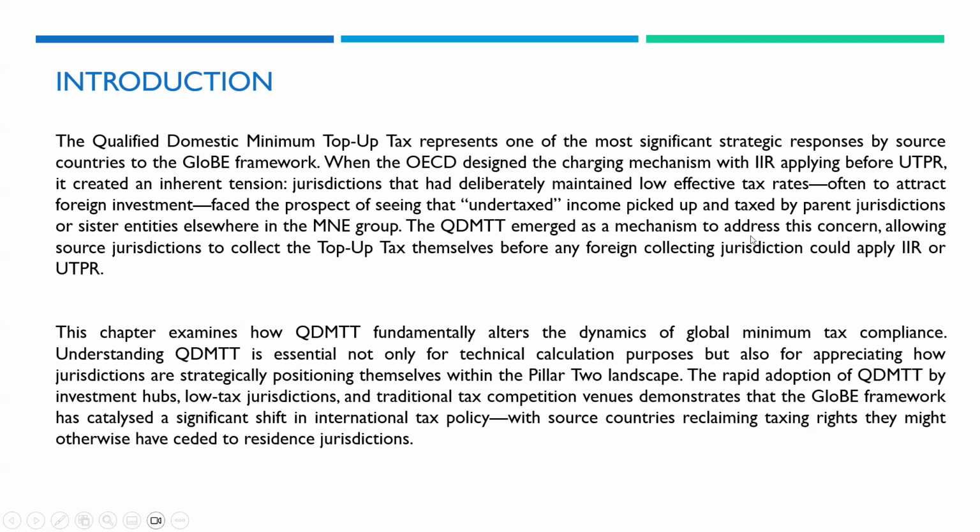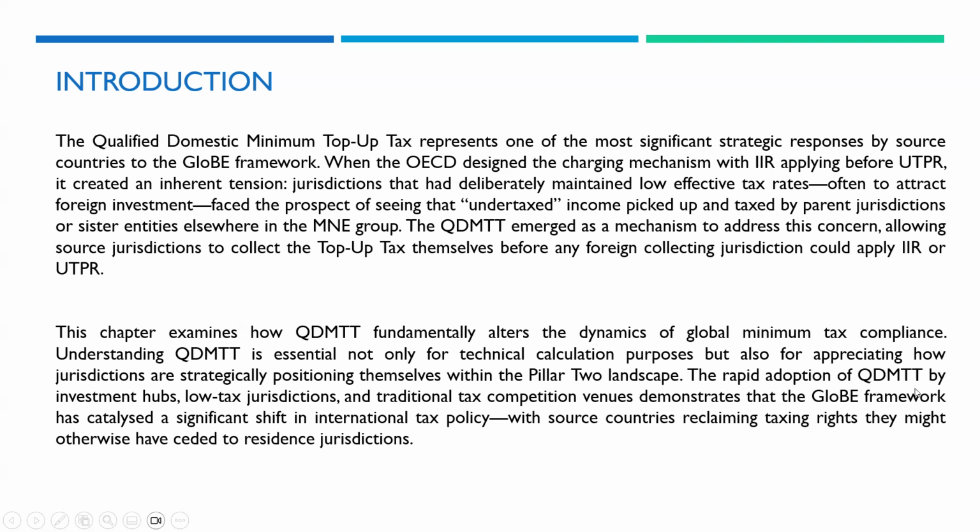So the QDMTT emerged as a mechanism to address this concern, allowing source jurisdictions to collect the top-up tax themselves before any foreign collecting jurisdiction could apply IIR or UTPR. Okay, so this is why QDMTT is there. Why we are reading this theory is that this is what you have to reproduce for the exam. This chapter examines how QDMTT fundamentally alters the dynamics of global minimum tax compliance. Understanding QDMTT is essential not only for technical calculation purposes, but also for appreciating how jurisdictions are strategically positioning themselves within the Pillar Two landscape.